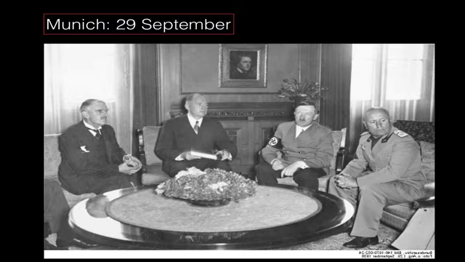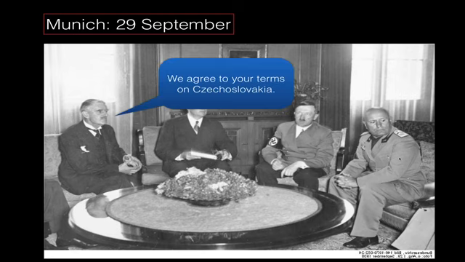If you look at this photograph, the body language is not very happy, is it? You can see Chamberlain sat on the left here. This gentleman is a representative from France, a glum-looking Hitler here and a moody-looking Mussolini to his right. Basically, at the Munich Conference, Britain and France agree to all of Hitler's demands. We agree to your terms on Czechoslovakia. You can basically take over the Sudetenland immediately as long as you make a promise you will not try to invade the rest of Czechoslovakia. You will not use military force to expand Germany anymore.